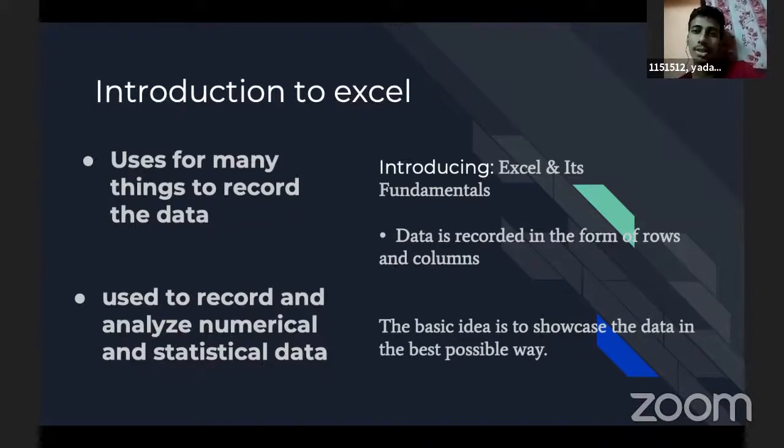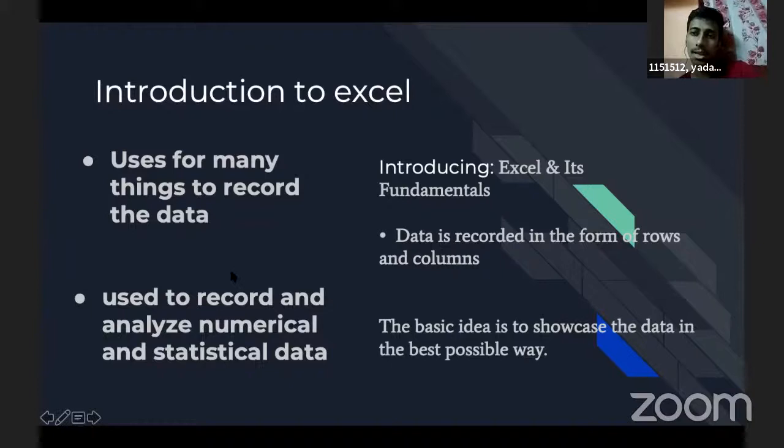The first point is that it is used for many things, to record data. What is Excel used for? It is used to record data in a row and column manner, so that you can record it and showcase it for the things you are working on, like working as a financial analyst or in positions like data analyst.